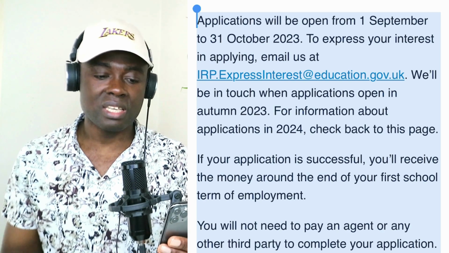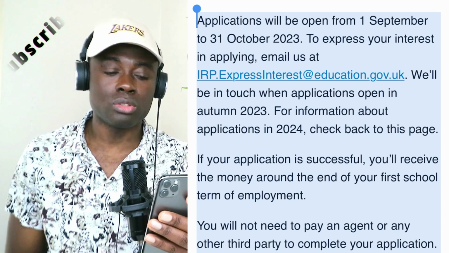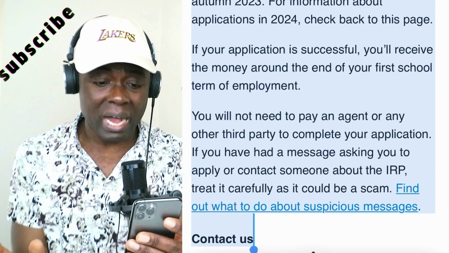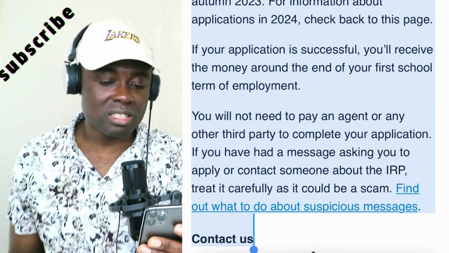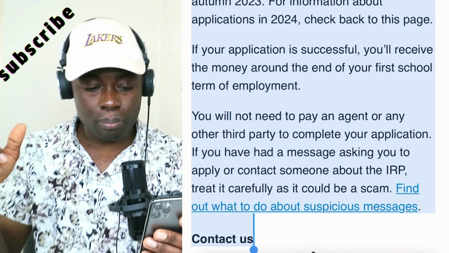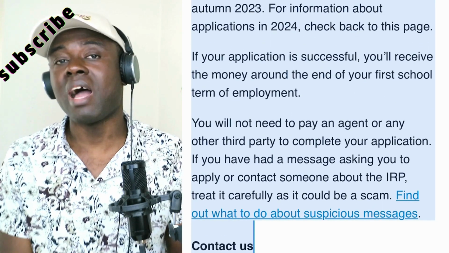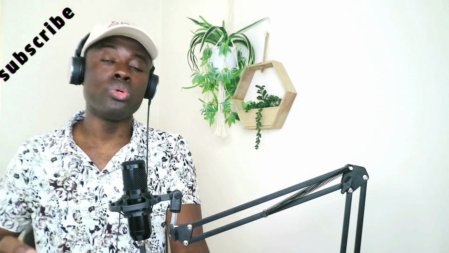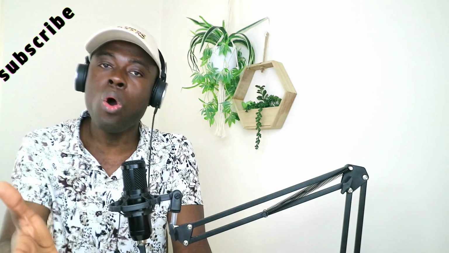If your application is successful, you receive the money around the end of your first school term of employment. So just bear in mind, you will not need to pay an agent or any third party to complete your application. If you have had a message asking you to apply or contact someone about IRP, treat it carefully, as it could be a scam. Guys, you don't need anyone to do this application for you. You can do this international relocation application yourself if you meet all the requirements.